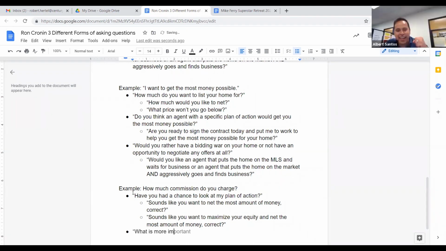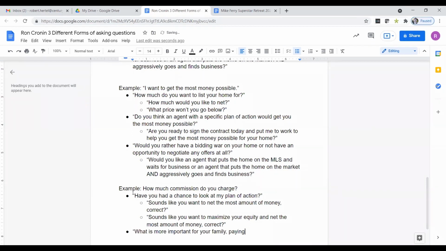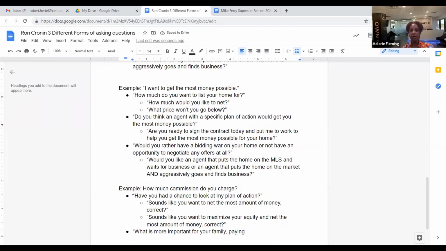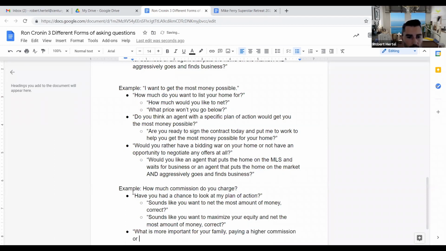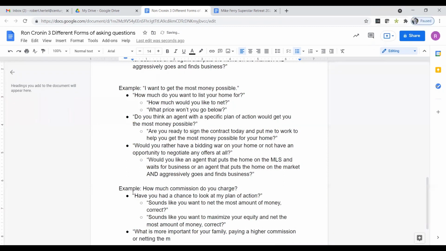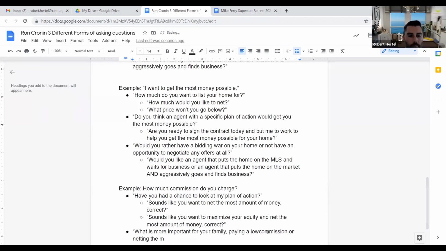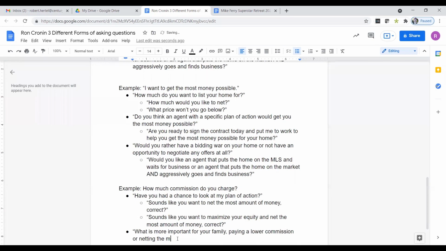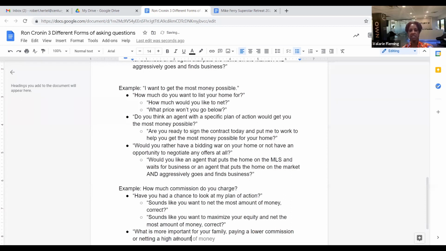What is more important? That's not open-ended. Yeah, it is. No, that is an A or B. Yep. Right. Also good. What is more important for you? Paying a higher commission or netting the most amount of money? Is that what I heard? That's not what she said. Paying a lower commission, because they're asking about that. Oh. Right. Paying a lower commission or netting a higher bottom line, a higher price, or netting the most amount of money. I think that's the better way to say it.